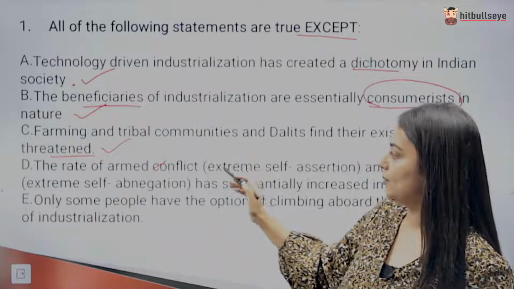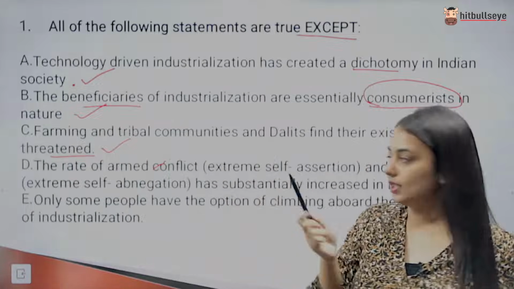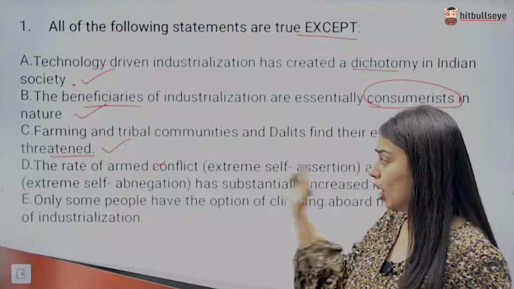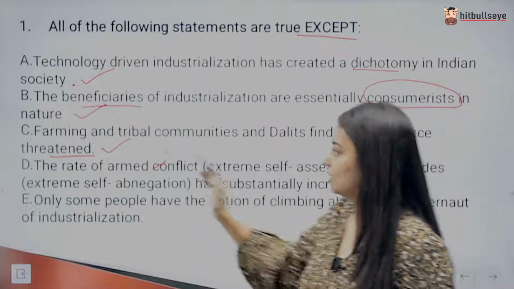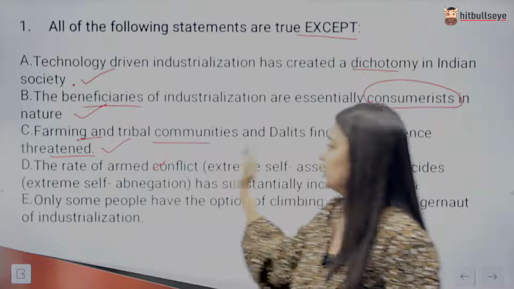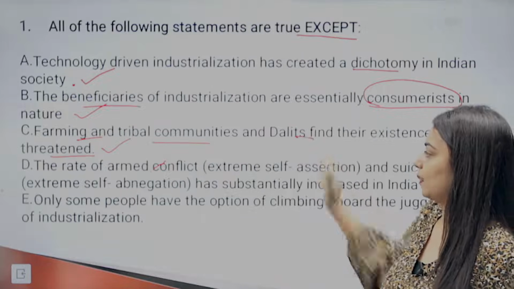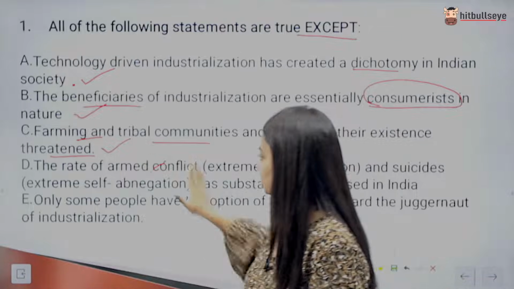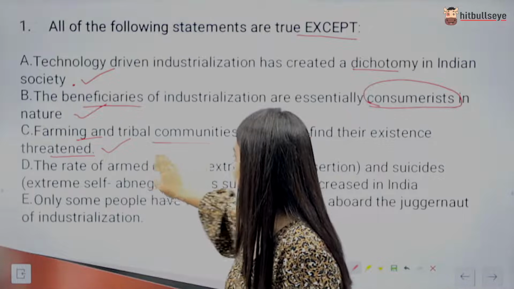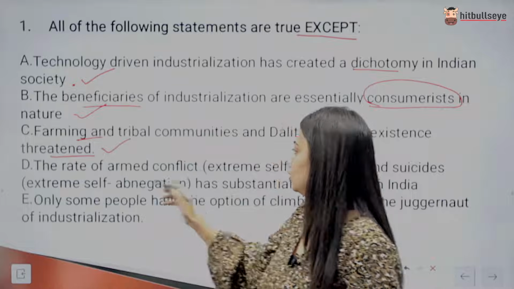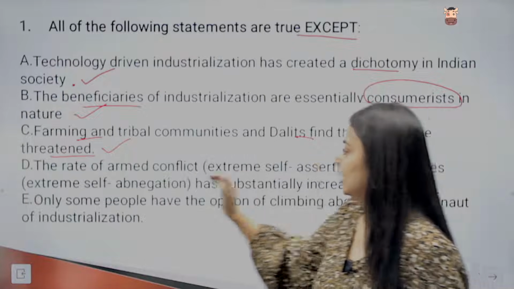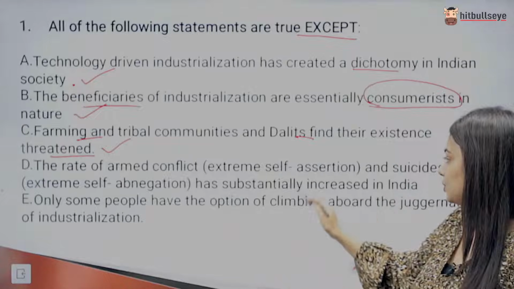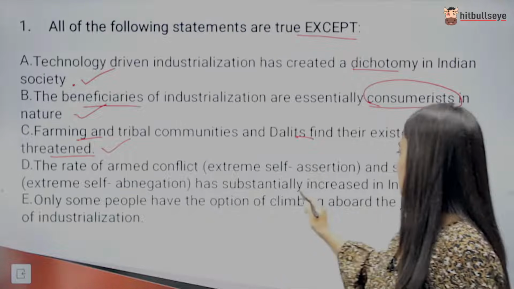ये भी मेंशन किया गया था पैसेज में कि वो सेक्शन जिसे बहुत ज़्यादा ड्रॉबैक्स देखने पड़ रहे हैं इंडस्ट्रियलाइजेशन के, वो कौन सा सेक्शन है? इट इंक्लूड्स फार्मर्स एंड ट्राइबल कम्युनिटीज, as in Dalits. The next point is, the rate of armed conflict, extreme self-assertion and suicide, extreme self-abnegation has substantially increased in India.